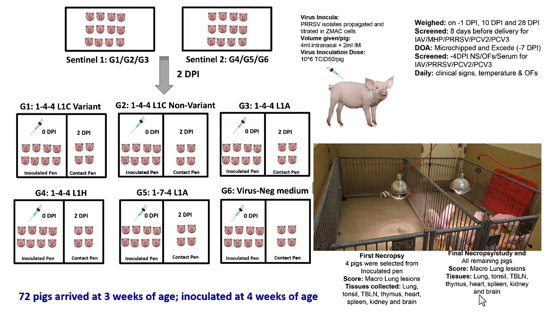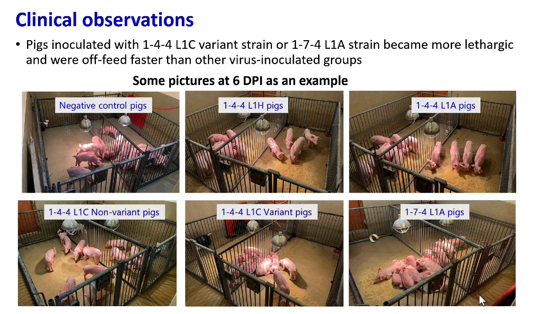At 2 days post-inoculation, the 24 contact pigs were introduced to the rooms, with 4 contact pigs in each room. Here I just show you how these pens were set up: here are the 8 inoculated pigs, and here are the 4 contact pigs. At 10 dpi, 4 inoculated pigs were euthanized for pathological examination. The remaining 4 contact pigs and 4 inoculated pigs were kept through 28 days for evaluation.